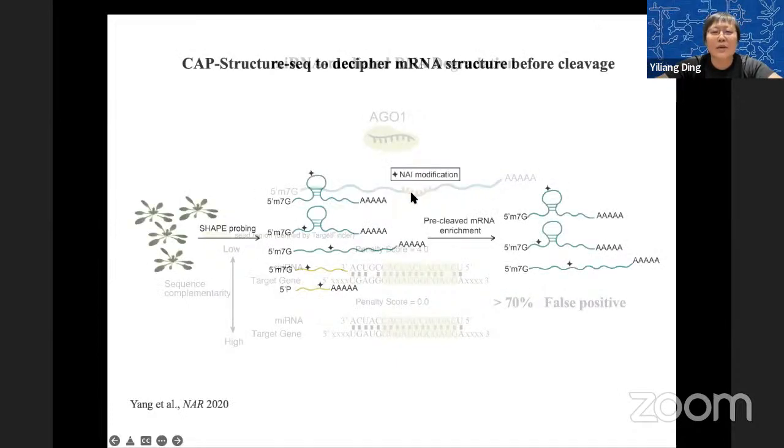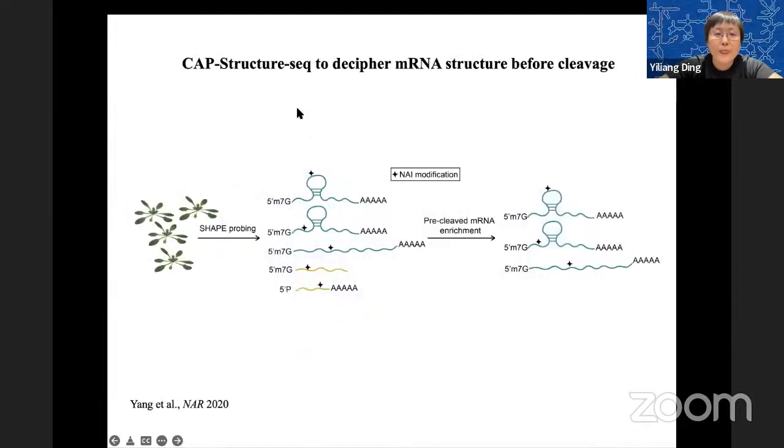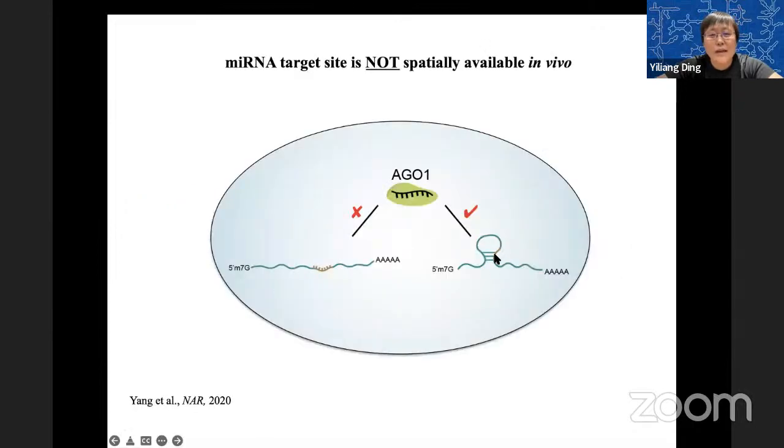So to do that, we developed a new method called cap structure-seq. What we do is chemically treat the plant, then we only enrich the intact RNA portion, then generate the intact RNA structure library. This intact RNA structure feature can allow us to know what structure actually helps in the cleavage. Doing that, the first thing we find is that the microRNA target site is actually folding into a certain structure.